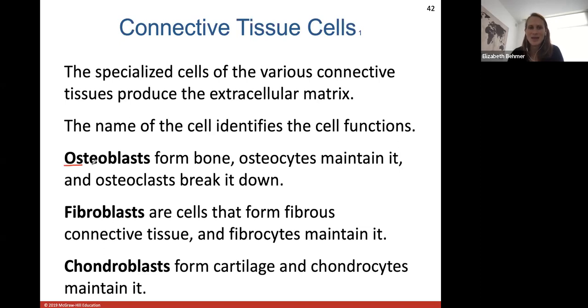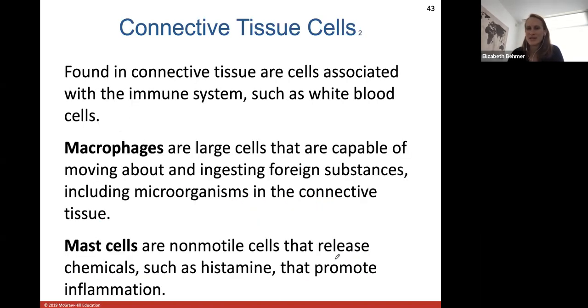An osteoblast will build or form bone. Osteocytes are the mature bone cells that maintain bone, and osteoclasts break it down. Fibroblasts are cells that form fibrous connective tissue, and fibrocytes are the mature cells that maintain it. Chondroblasts, chondro meaning cartilage, will form cartilage, and chondrocytes are the mature cells that maintain the cartilage. These cells are found in connective tissue.